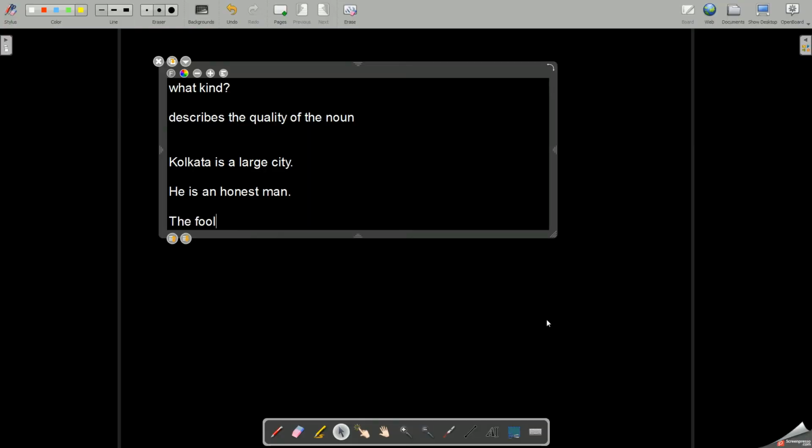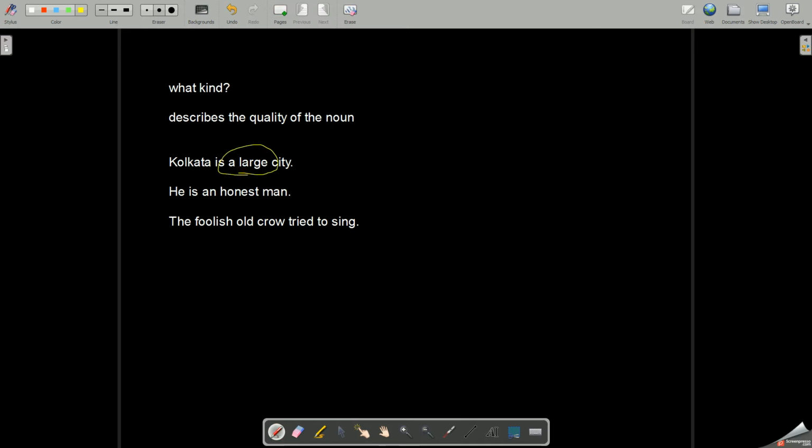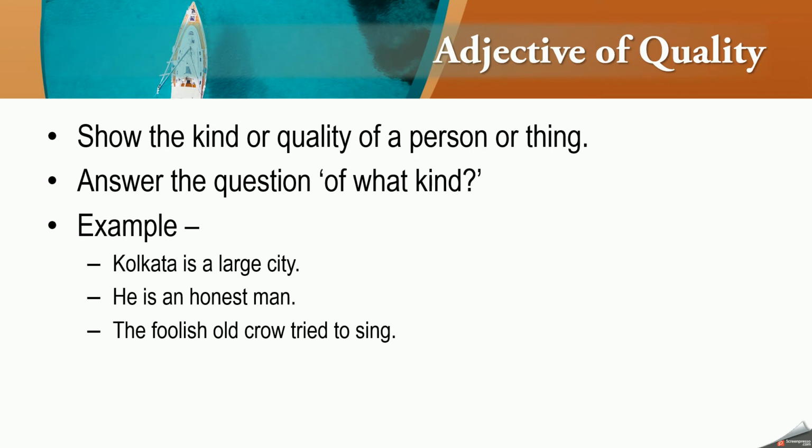The foolish old crow tried to sing. So in these sentences you can see large city, honest man, foolish and old. These words describe the noun which they precede. Like what kind of a city? Large city. What kind of a man? Honest man. What kind of a crow? Foolish as well as old crow. So foolish and old, these both are adjectives. So this is adjective of quality.